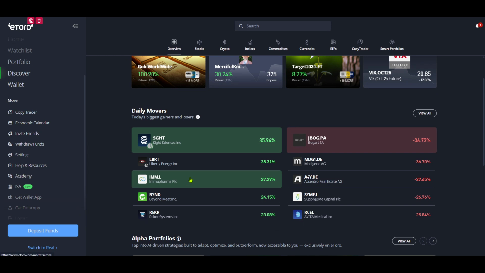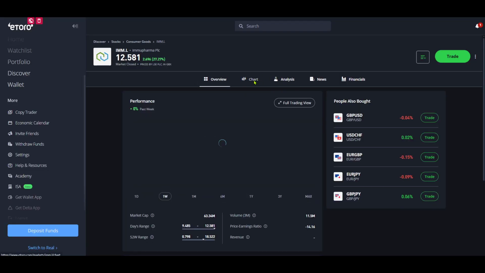selected asset. A careful examination of the asset's chart lets you analyze trends, review historical data, and make well-informed decisions. Chart analysis is a cornerstone of effective day trading.